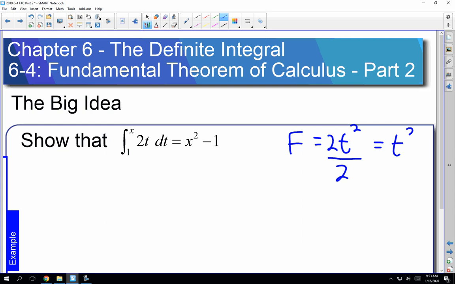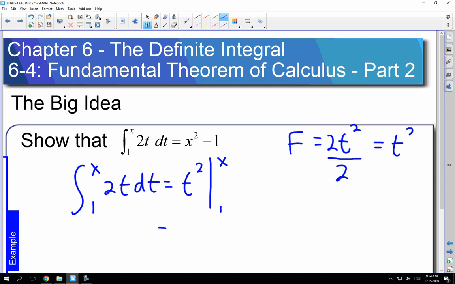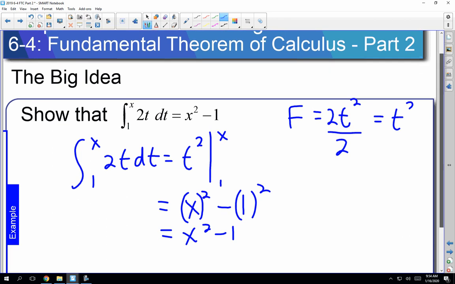So right here, this would be equal to the integral from 1 to x of 2t dt would be equal to t squared evaluated from 1 to x. And that's using our notation that I just introduced. So the antiderivative is t squared, and then we're going to plug in the x, and then plug in the 1, and out pops x squared minus 1. So the integral from 1 to x of 2t dt is equal to x squared minus 1.